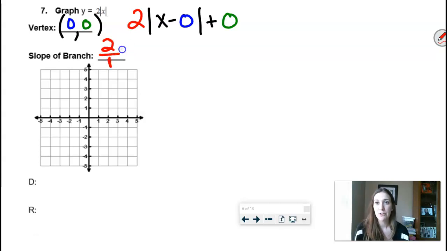What that means is we're going to travel up 2, but then we're going to go not just right 1, but also left 1. Remember, absolute value bar has that weird V shape. I know we don't usually go right and left for slope, but it's not a line anymore. It's an absolute value graph. So my vertex is at 0, 0. And then for my slope of my branch from my vertex, I'm going to travel up 2 and right 1, and up 2 and left 1.